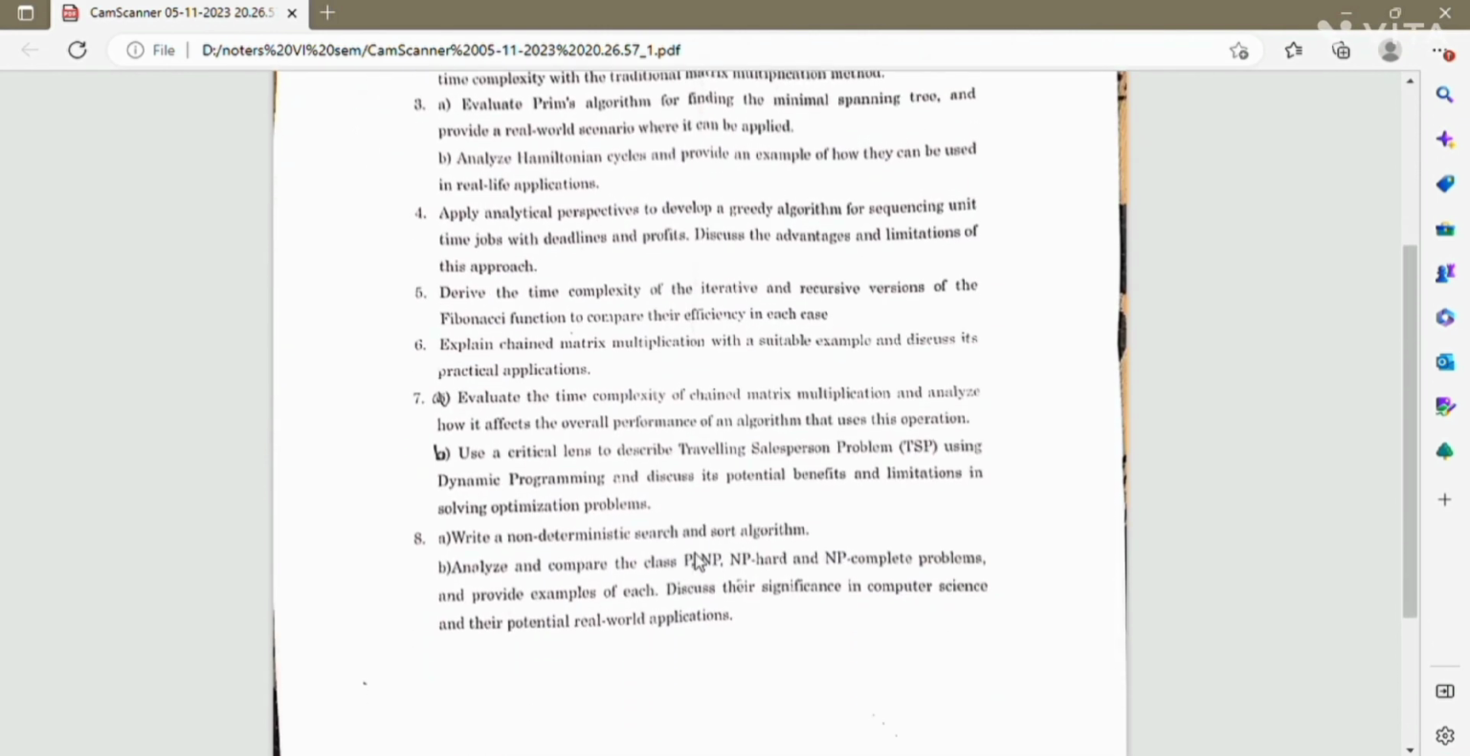Next question. Explain chain matrix multiplication with a suitable example and discuss practical applications. Matrix chain multiplication: given the dimension of a sequence of matrices in an array, where the dimension of the ith matrix is arr[i-1] x arr[i], the task is to find the most efficient way to multiply these matrices together such that the total number of element multiplications is minimum.